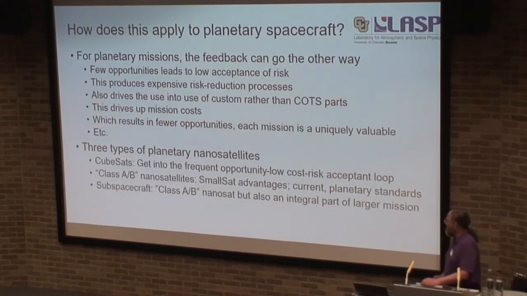So in light of that, I kind of think of planetary nanosatellites as distinct from CubeSats in three categories. One is a CubeSat, where you are in this sort of frequent opportunity, low cost, risk acceptance paradigm. Something where what I'd call a Class AB, which is a NASA term, I'm sorry, I should have looked up the appropriate ESA or UK Space Agency term, where you're doing small sats, you have a lot of the advantages of small satellites on planetary missions, but you're doing it in the framework of the current standards of planetary missions. And I think the distinction between those two is very important.